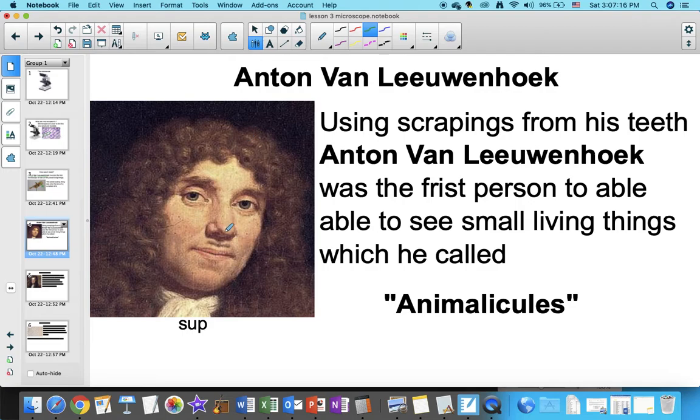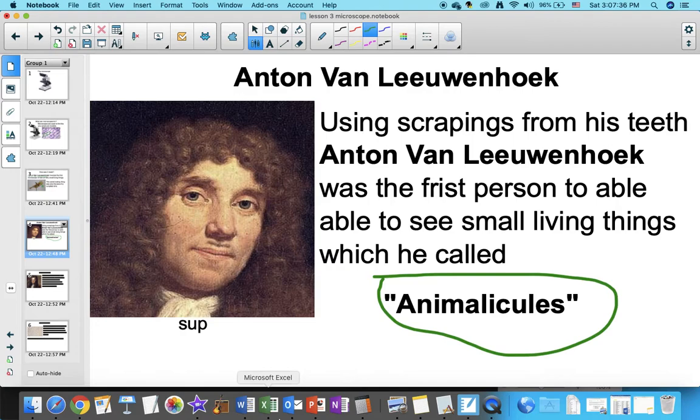And so this is what he looked like. Using scrapings from his teeth, so basically he took a toothpick, scratched his teeth a bit, and put the stuff he scraped off onto his microscope. And he saw living things. He saw things moving around. He gave them a name. He called them animalcules. It almost sounds like molecules and animal put together. And that's what he noticed them to be. Very small animals, so he called them animalcules.